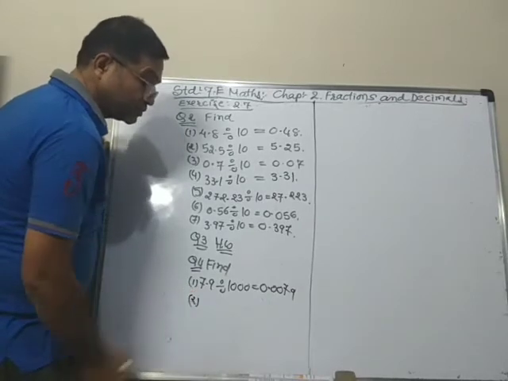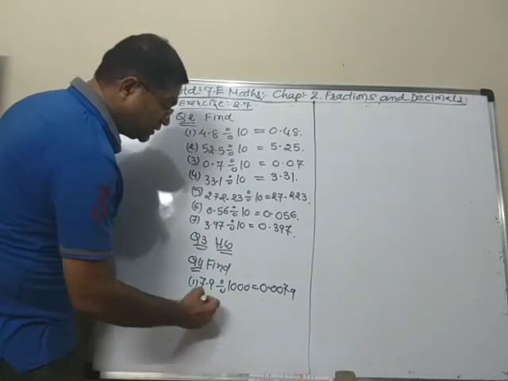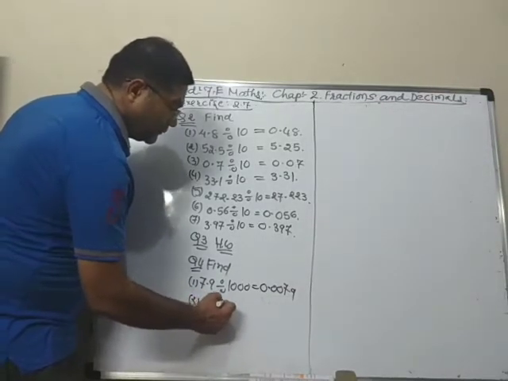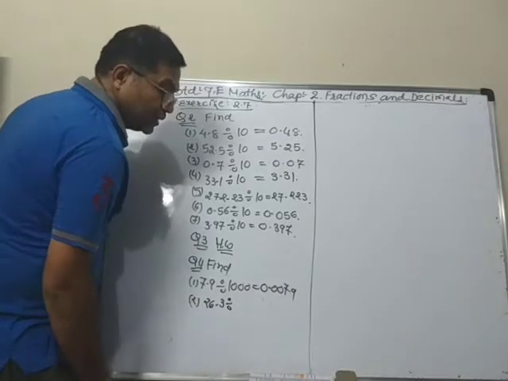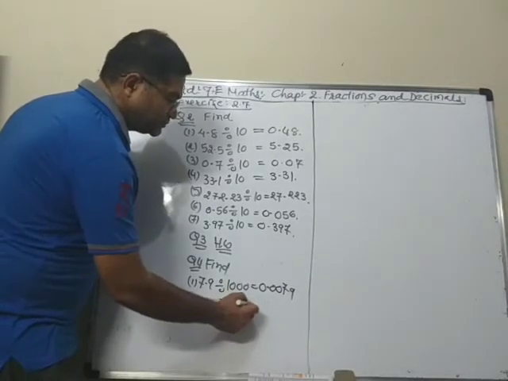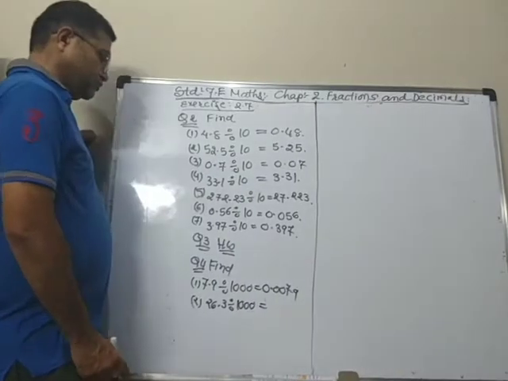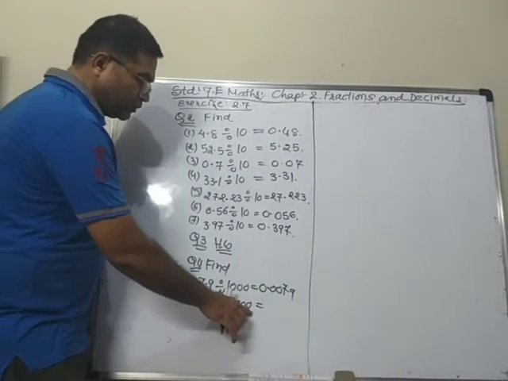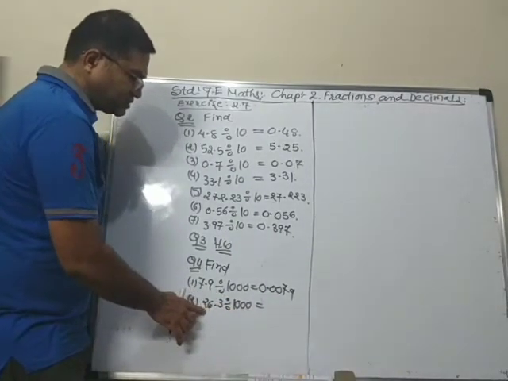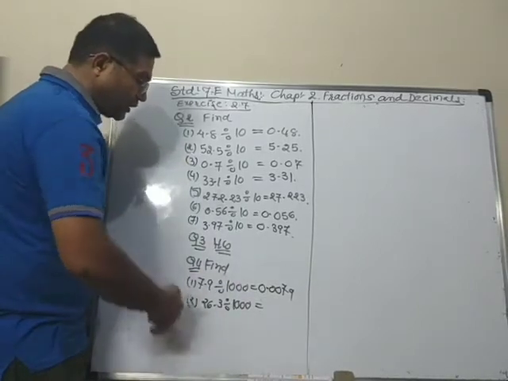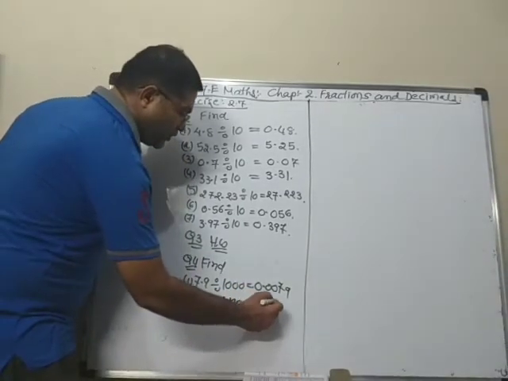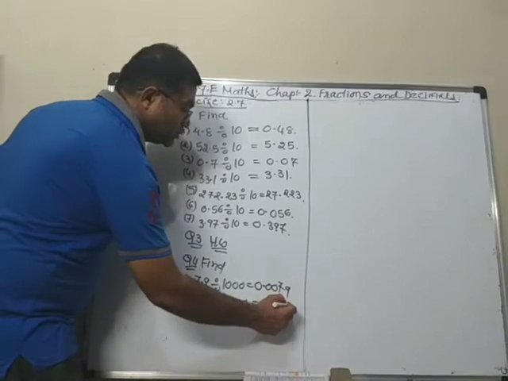Second, 26.3 divide by 1000. So here we have to move 3 places. There is 2 places there. So we have to make another one, means 0.0263.